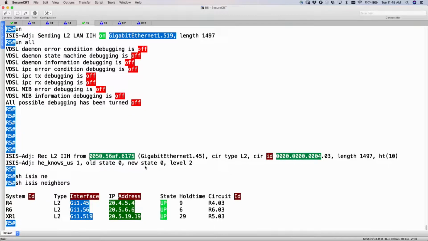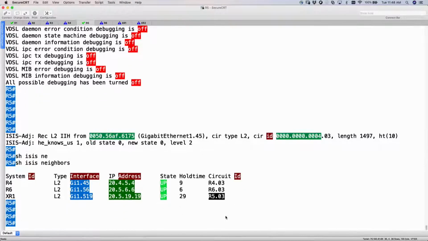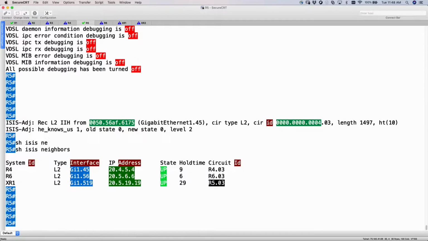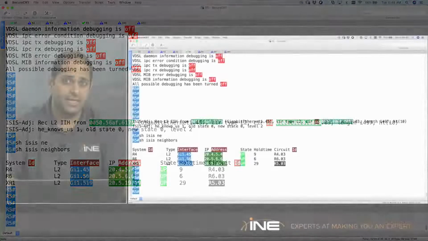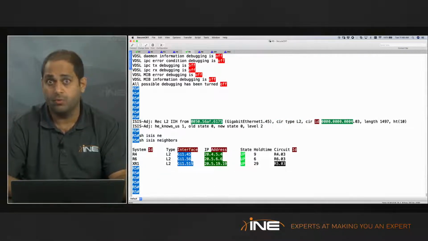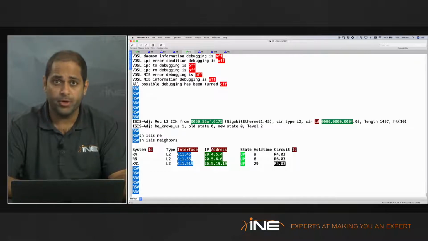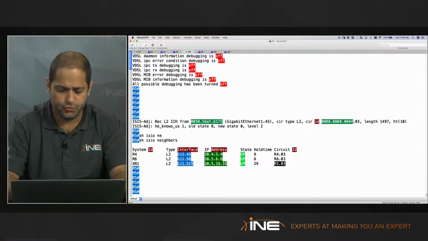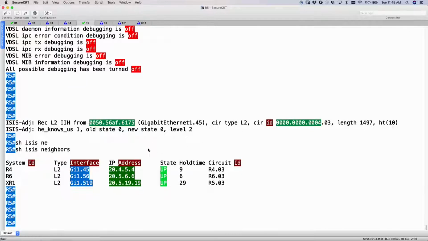The way to identify this would be with the circuit ID. As you can see, on the link which connects router 5 and XR1, there is a DR, which is called the DIS. It is R5 who is the DR, also known as the DIS. If I change my network type, the hellos sent would be point-to-point. And again, if I do a show isis neighbors, you would see that no DR or DIS would be elected in a point-to-point segment. So let's go to R5 and change my network type.